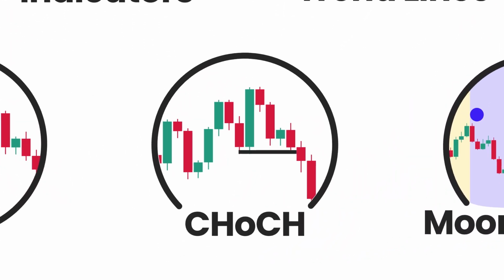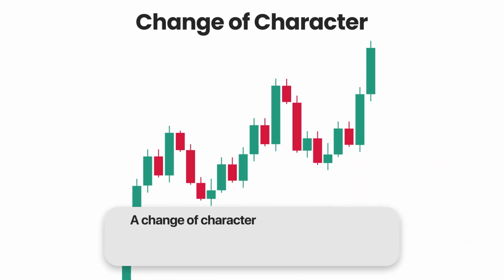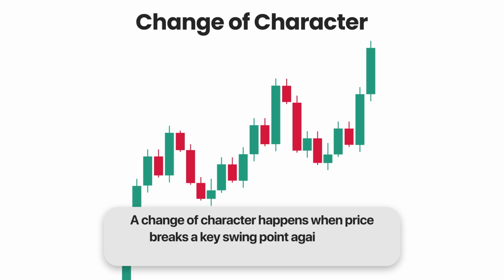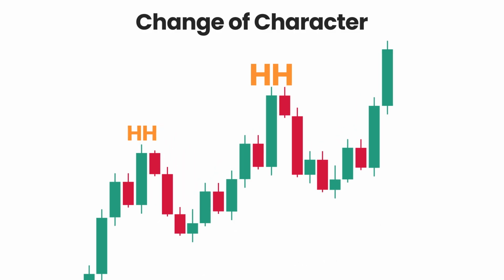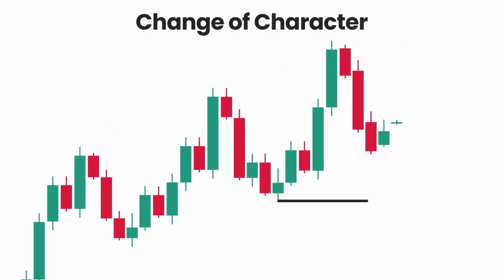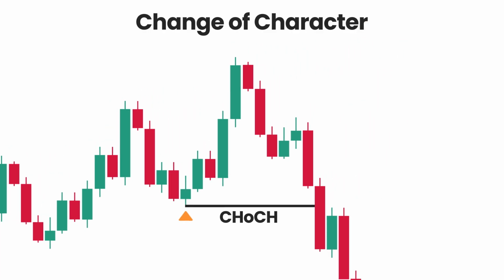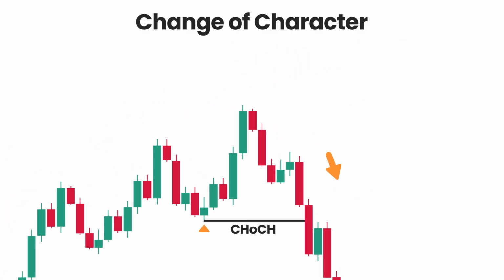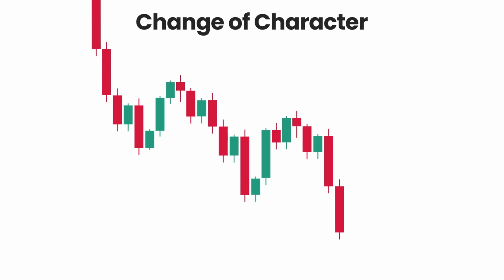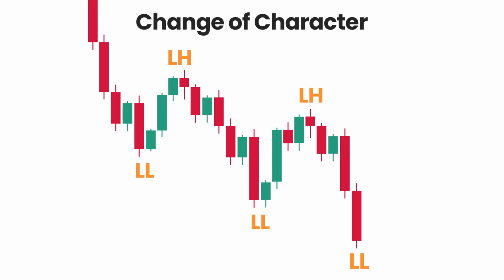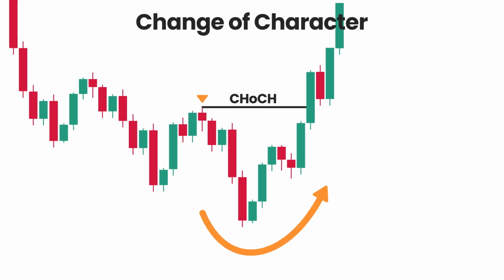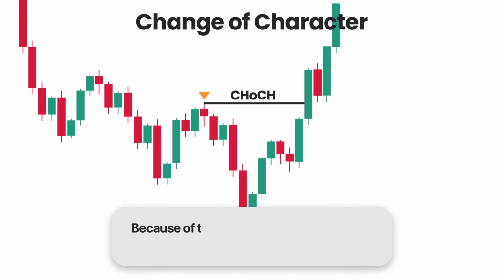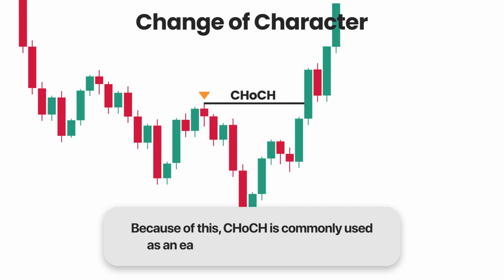Change of character. A change of character happens when price breaks a key swing point against the current trend. For example, if the market was forming higher highs and higher lows, but then suddenly breaks a previous low, that may signal a possible shift in direction. On the other hand, if the market was forming lower highs and lower lows, but then suddenly breaks a previous high, that may signal a possible shift in direction as well. Because of this, change of character is commonly used as an early warning sign of a reversal.